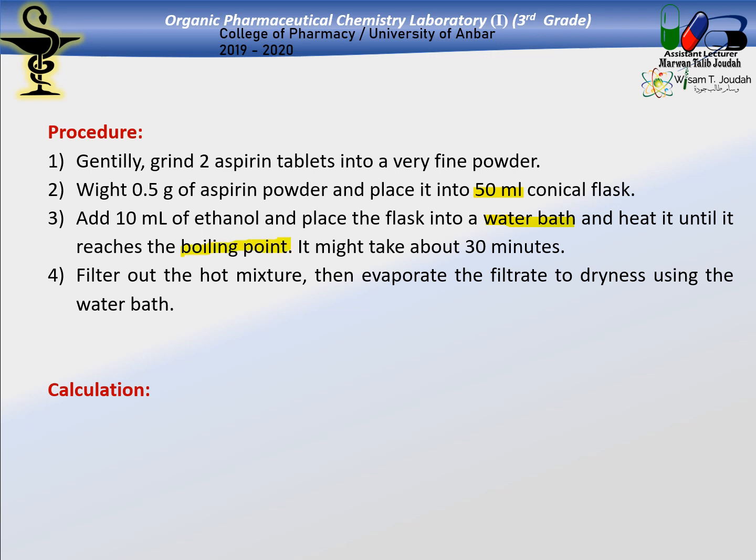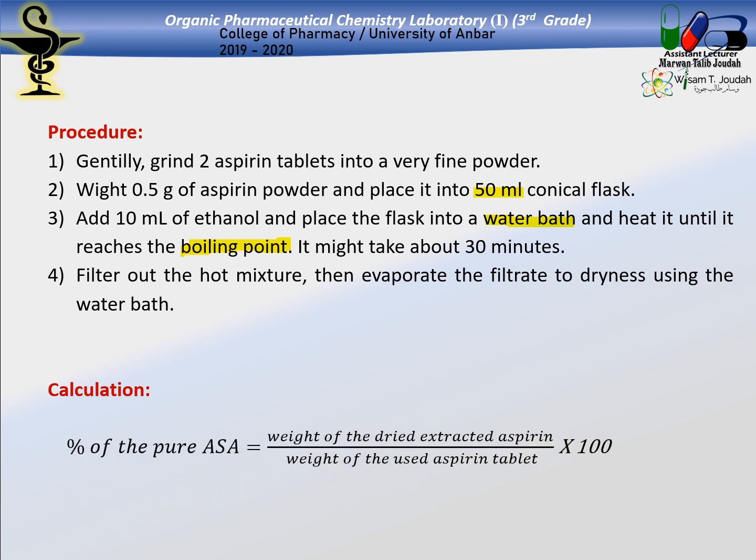لمن للإيثانول، تمام، اللي هي فوق 60 تقريبا. It might take about 30 minutes، يعني it depends حسب البويلينج بوينت مالته وحسب الهيتنج اللي انت مسويه. Filter out the hot mixture, then evaporate the filtrate to dryness using the water bath. هنا هاي البروسيس كله سهله ما بيها شيء، عمليه جريندينج، اكستراكشن و سيبريشن.